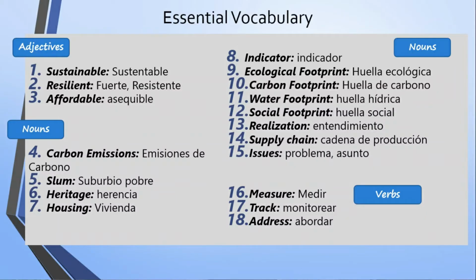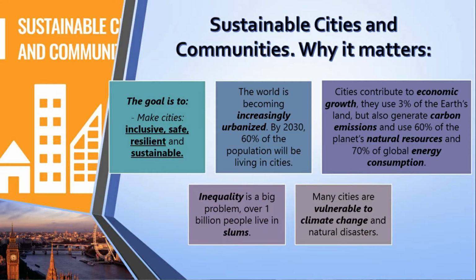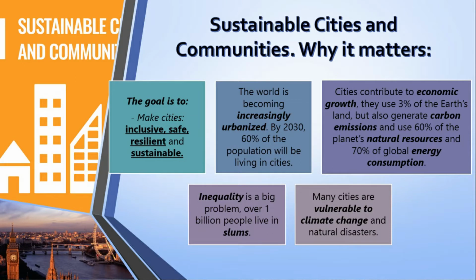Okay, so let's continue. Sustainable cities and communities. Why does it matter? Why is this important? Well, the goal here is to make cities inclusive, safe, resilient, and sustainable. That would be the fourth one. Why is this important? Because the world is becoming increasingly urbanized. By 2030, 60% of the population will be living in cities.